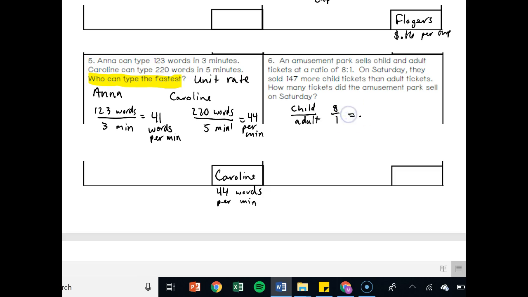So you can think about this as, on Saturday, they sold 147 more child tickets than adult tickets. So think about that. If I sell 8 child tickets, that only gives me 1 adult ticket, right? So if I sell 147 more child tickets than I did adult tickets, well, let's just go ahead and do. So really, you can think about this as, all right, if 147 tickets are sold.